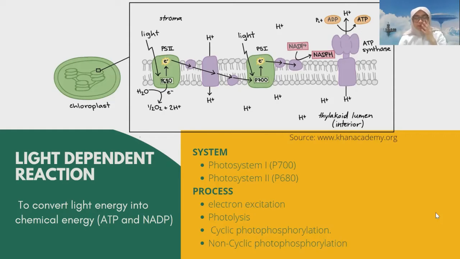The non-cyclic one is when electrons are removed from water and pass through photosystem 2 and photosystem 1 before ending up in NADPH. But the cyclic one is when the electrons break this pattern and instead loop back to the first part of the electron transport chain, repeatedly cycling through photosystem 1 instead of ending up in NADPH.